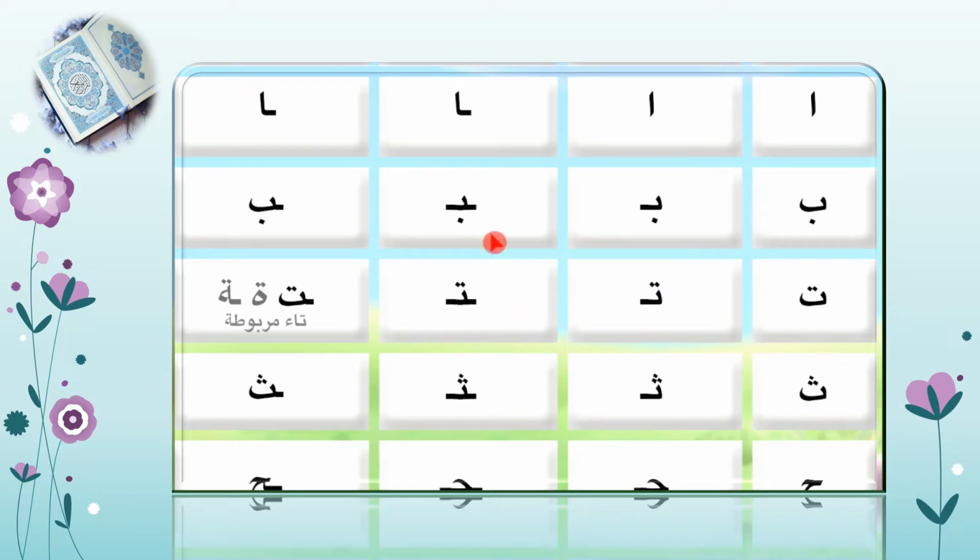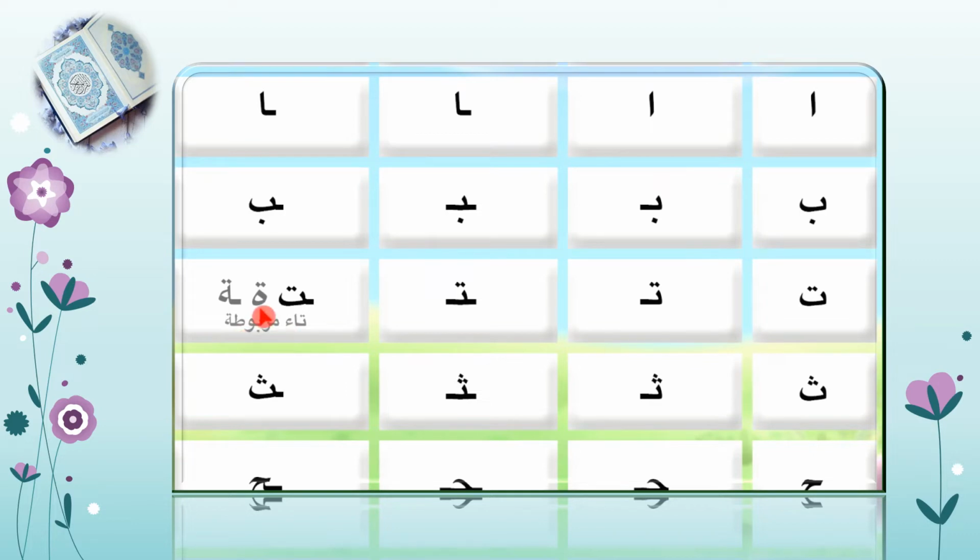At the end, we have to close the letter because now we finished this word. So we have 1 hand before it to connect with the previous letter, and then we will close the letter. But we have a small exception. In Ta, we have another 2 shapes, 2 circles. We call them tight Ta, Ta marbuta.